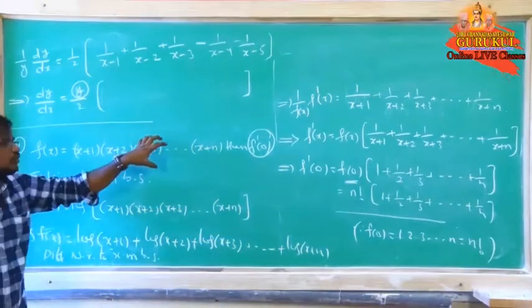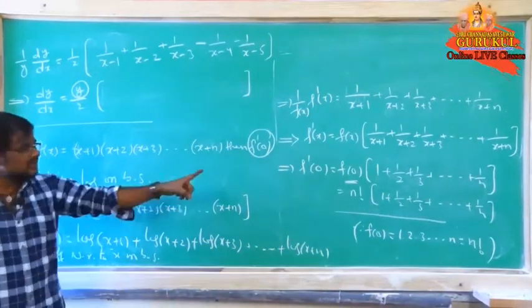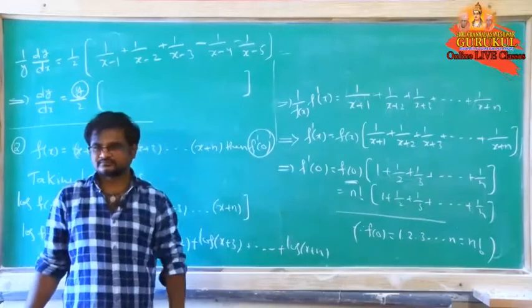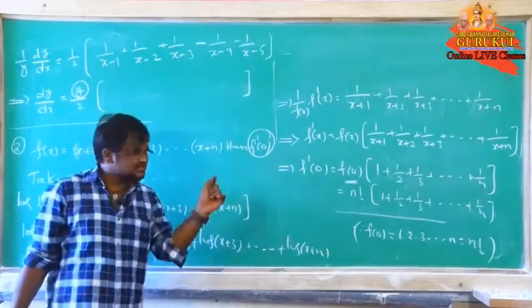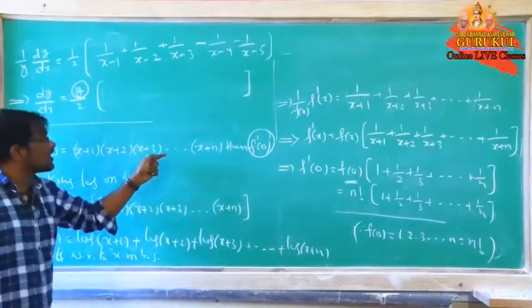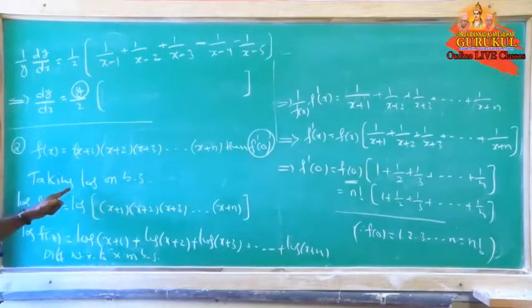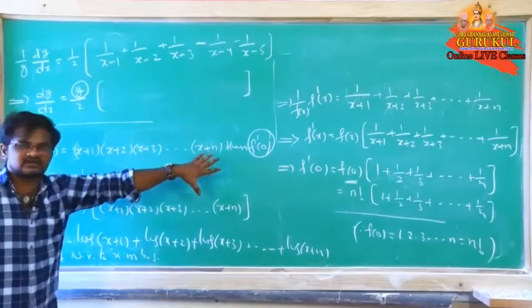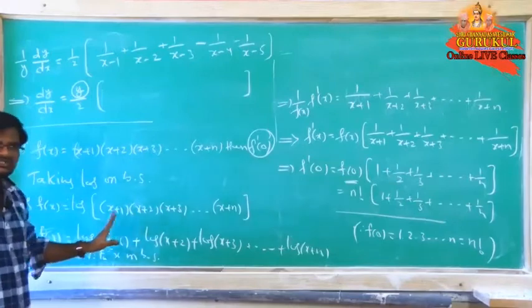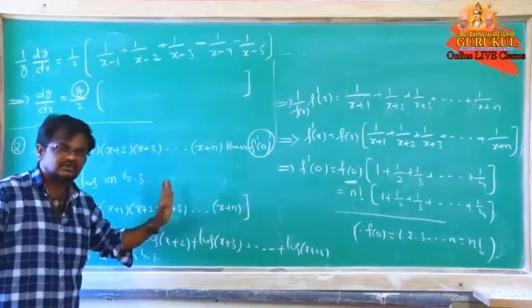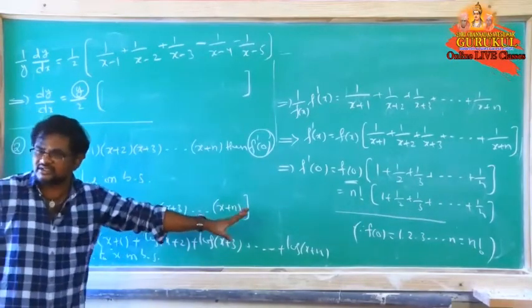f of x is equal to the product of n terms, as given. They are asking for f dash of 0. For that, first take log on both the sides. Log of f of x equals log of this product of n terms, log of x1, x2, up to xn, equal to log of x1 plus log of x2, like that you applied.